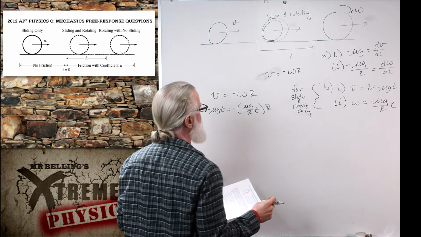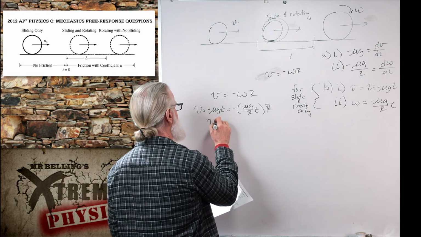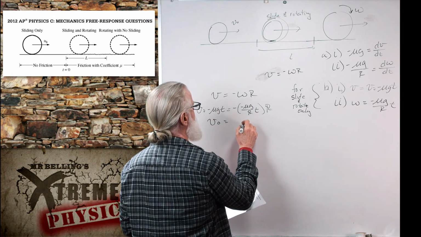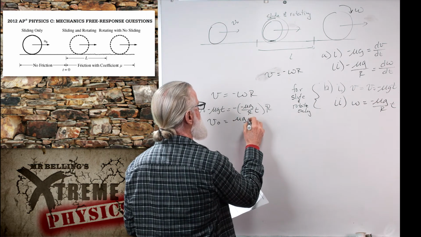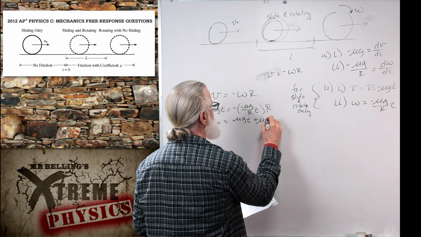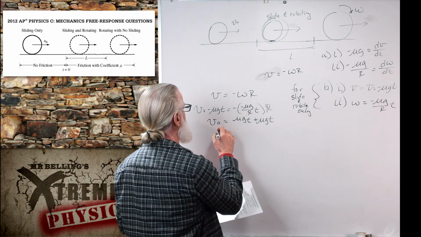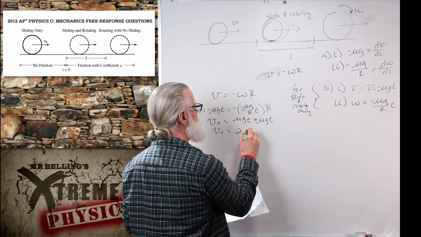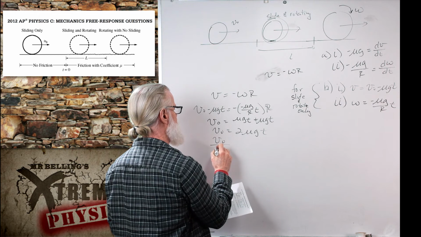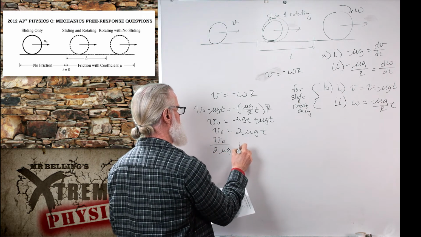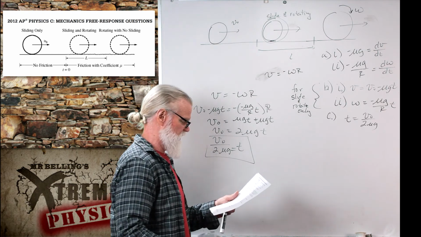All right. What are we trying to find? We're trying to find time. Let's combine our terms. V0 equals minus, a minus is a positive, so we got mu g t plus mu g t. That looks like it's 2 mu g t. So V0 equals 2 mu g t. So t equals V0 over 2 mu g. I guess that's time.